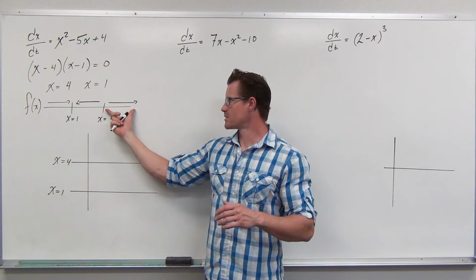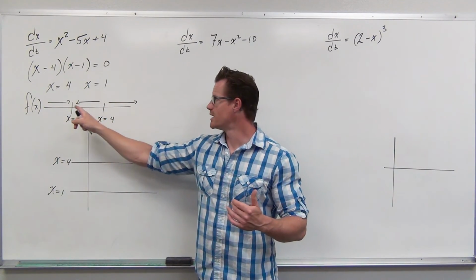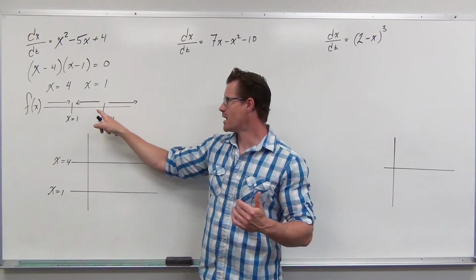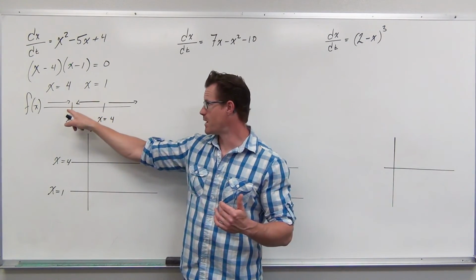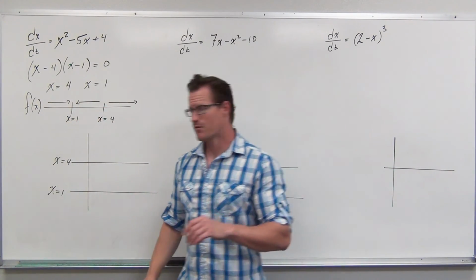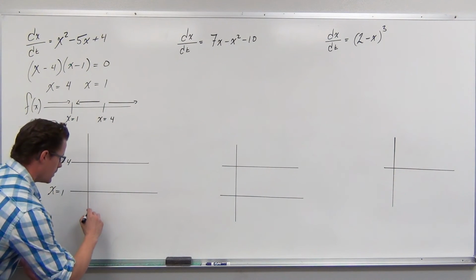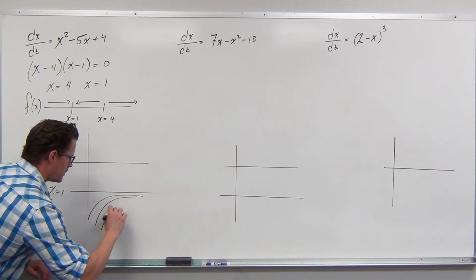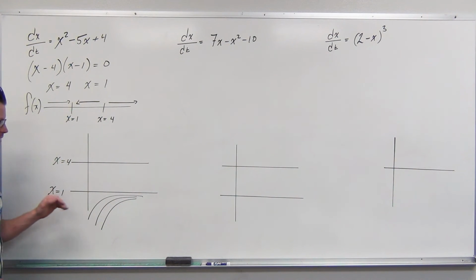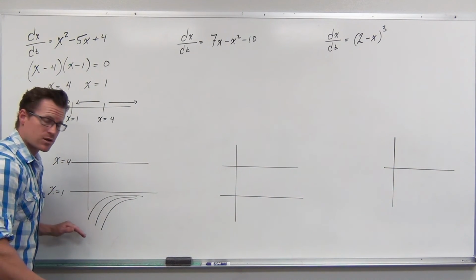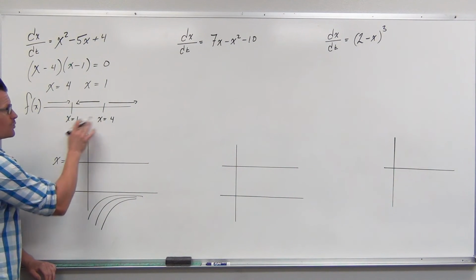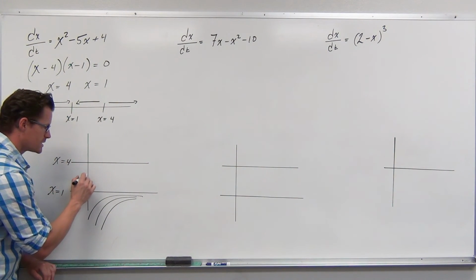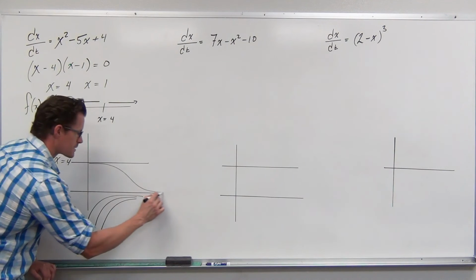This interval gives us particular solutions, all of which are increasing. We have a stable and unstable critical point, a funnel and a spout. We've seen it before. Everything would be increasing starting with an initial value less than 1. Between 1 and 4, we'd be decreasing. So typically these things look like this.